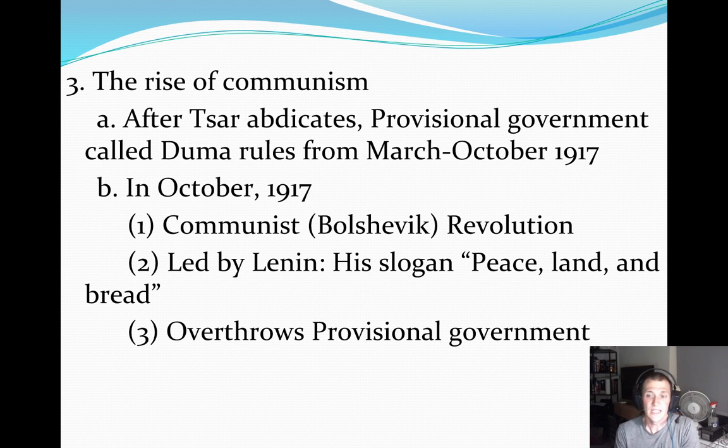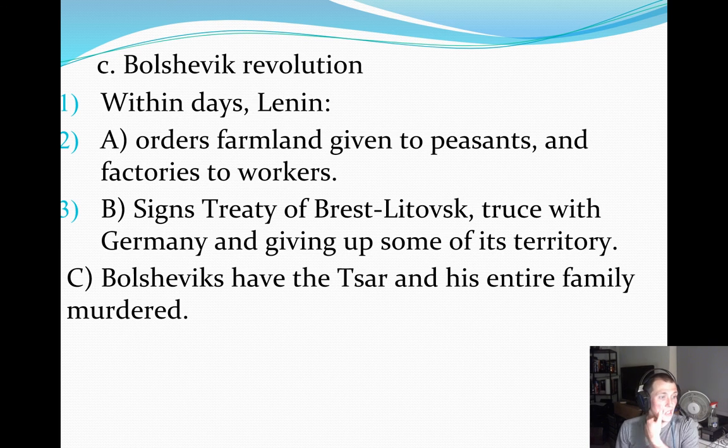And you're going to have a really interesting, bloodless revolution in October, known as the October Revolution this time, led by Lenin. You're going to get a kind of silent overthrow of provisional power, and the Bolsheviks are going to come into power with Lenin. So within days, you're going to get action on a lot of this socialistic, really communistic, agenda. They're going to order farmland given to peasants and factory workers. You're going to get a treaty signed with Germany, saying we're leaving the war. They're going to give up some territory to say, get the heck out of here.